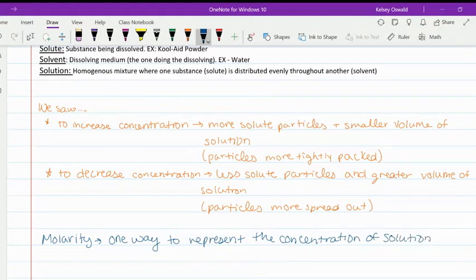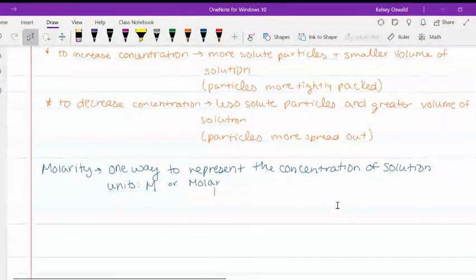Okay. And the units for molarity is going to be capital M, which represents molar. And that is going to describe how concentrated our solution is. The greater the molarity, the greater the concentration. So with molarity, we need to take these two things into account.